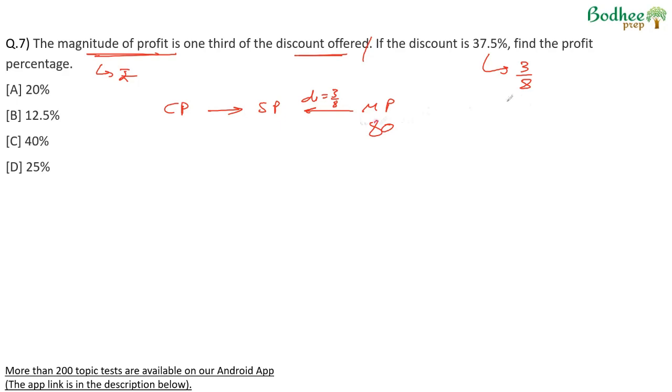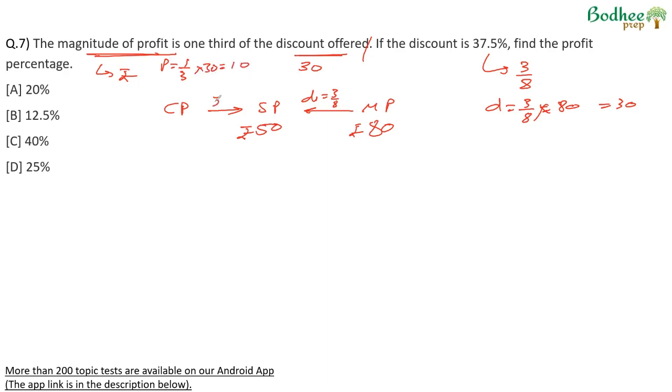If I assume the mark price is 80, we can say discount will be 3 by 8 of 80. This is in rupees, which will be 30 rupees. That means selling price has to be 80 minus 30, 50 rupees. It is given that profit is 1/3 of discount. Now discount we've calculated as 30. So profit should be 1/3 of 30, which is 10 rupees.